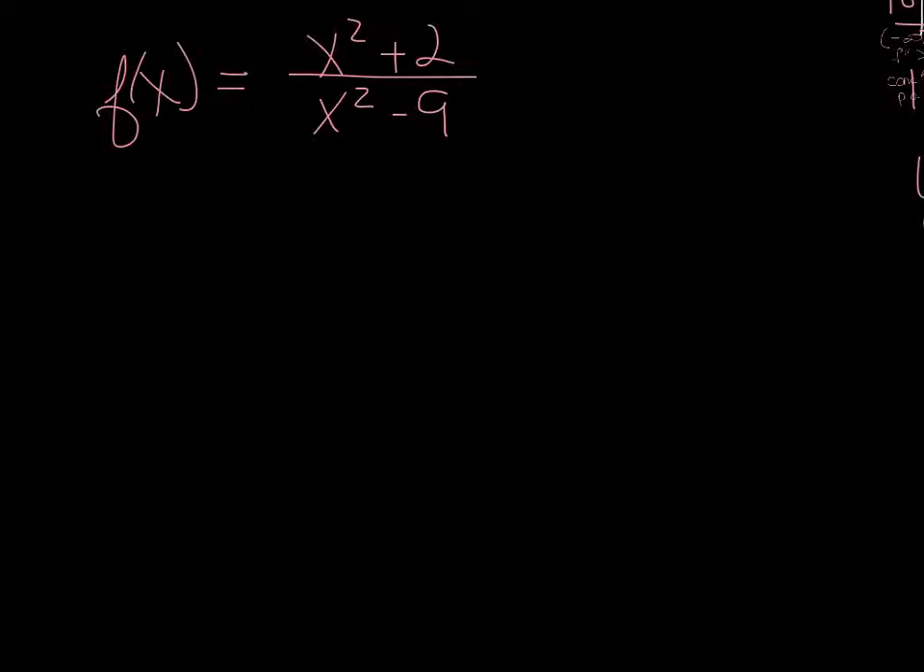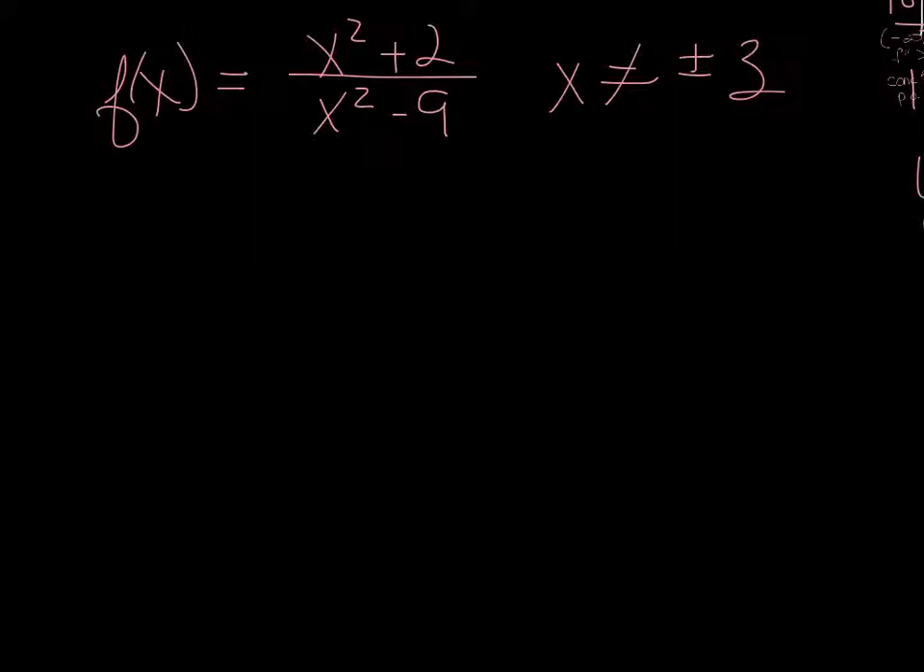Okay, let's look at this problem. Anything that we have to exclude from our domain? 3 and negative 3. Okay, x cannot be plus or minus 3. So that means we're going to have to consider that when we consider our intervals. Oh, is it going to have an asymptote? Yes, there will be asymptotes at plus or minus 3, because there are no common factors that factor out.